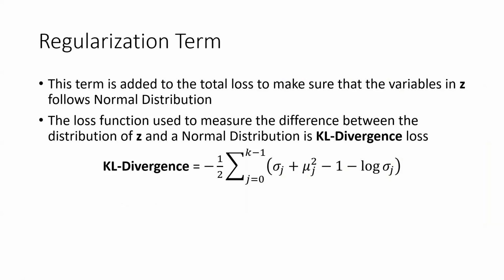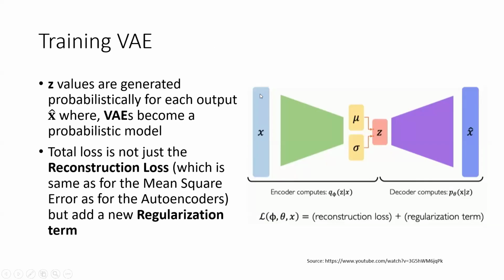So why are we using this regularization term? Other than making sure that this sample input vector is the same as the output vector, which is computed by the reconstruction loss, we want to make sure that this z vector follows a normal distribution, right? So when you are training, the values of these variables in this z vector should follow a normal distribution.